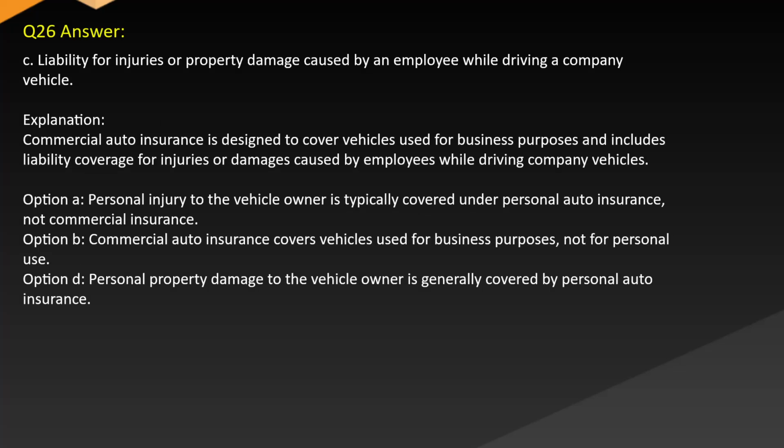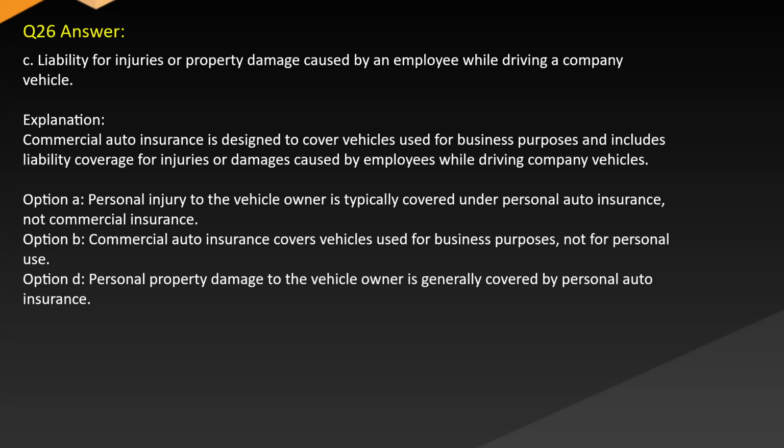Answer: C. Liability for injuries or property damage caused by an employee while driving a company vehicle. Explanation: commercial auto insurance is designed to cover vehicles used for business purposes and includes liability coverage for injuries or damages caused by employees while driving company vehicles.